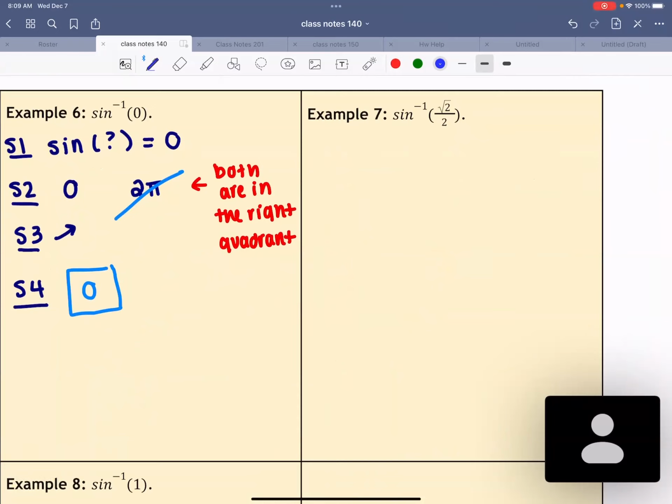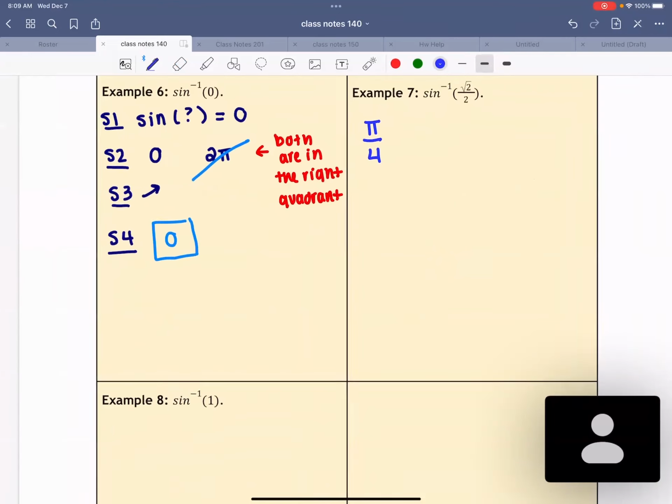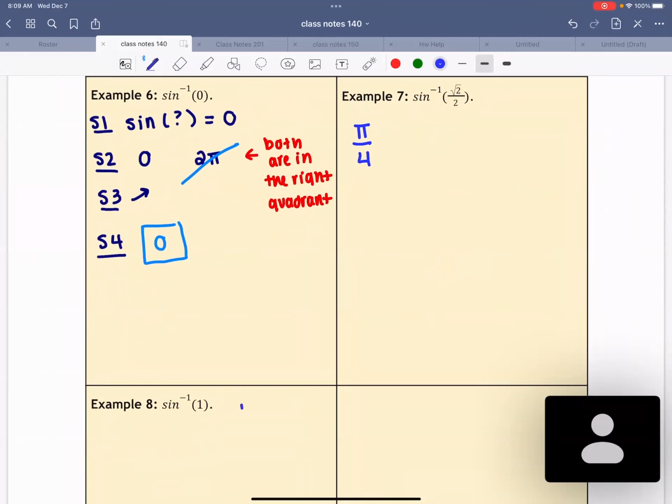Okay, I think I walked around the classroom. I saw everyone on the right track. Example 7 for the sine question should be pi over 4. Okay, and example 8 for the sine question should be pi over 2. Okay, I think when I walked around, everyone got that one right.